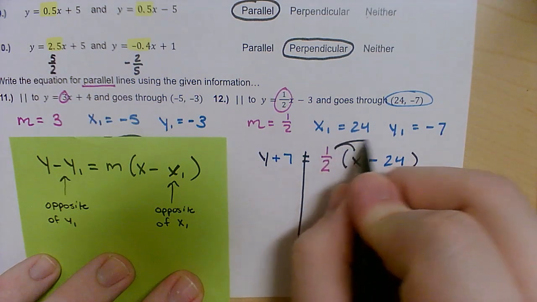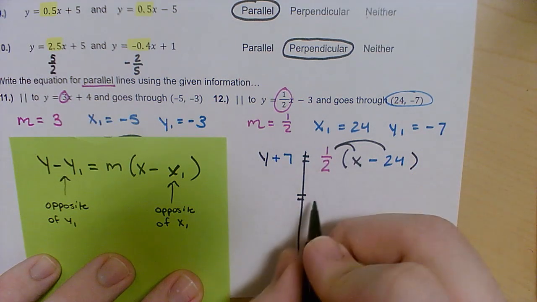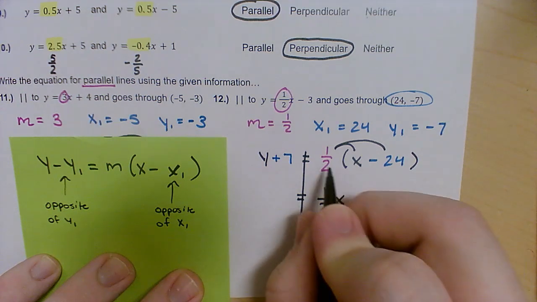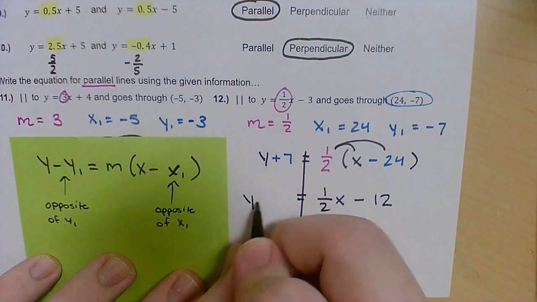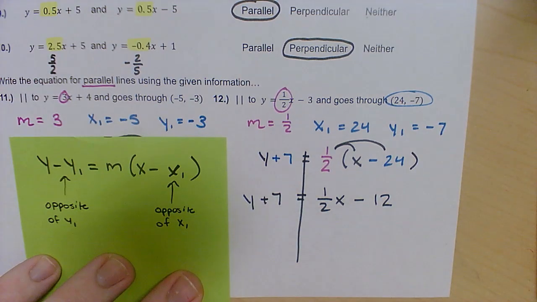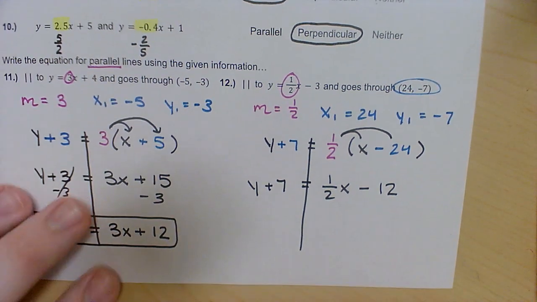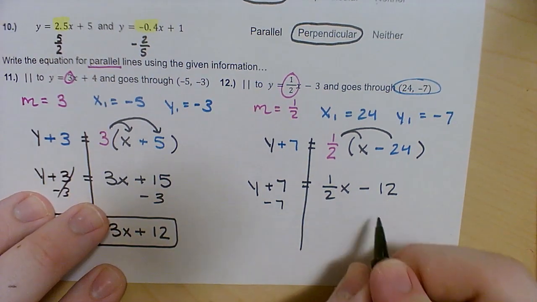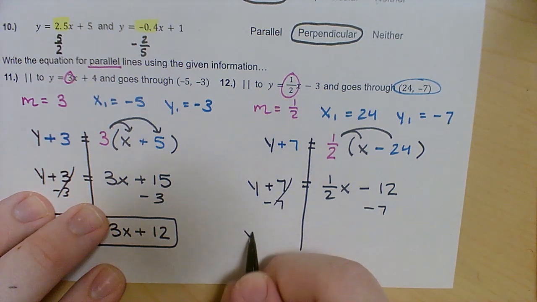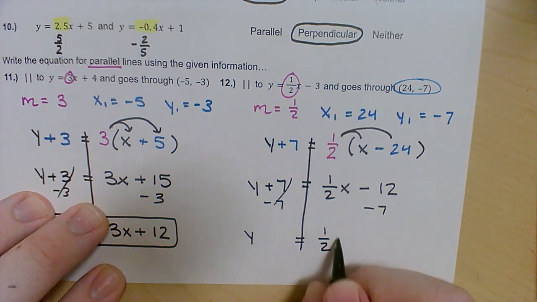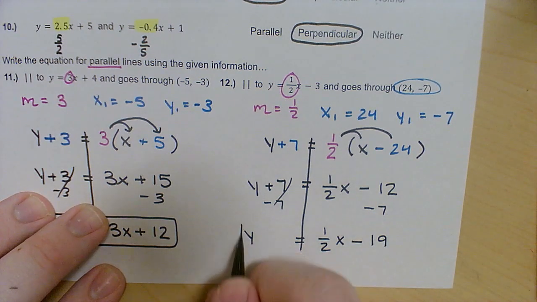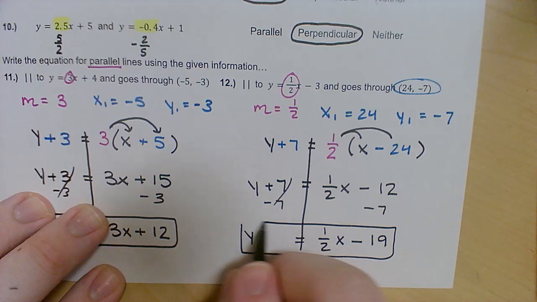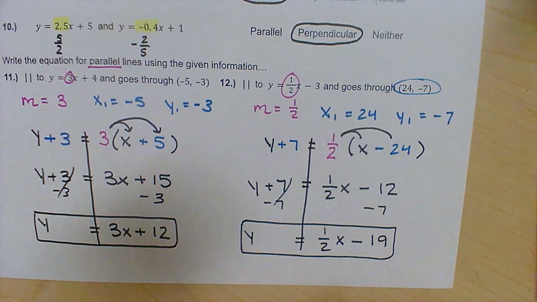Distribute that 1/2. Luckily that's not too bad. 1/2 times x is 1/2 x. 1/2 times negative 24 is negative 12. So I've got y plus 7 equals 1/2 x minus 12. Then get y by itself by subtracting 7 from both sides. Negative 12 minus 7 is negative 19. Okay.